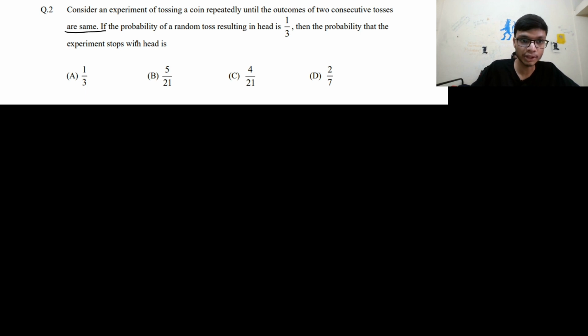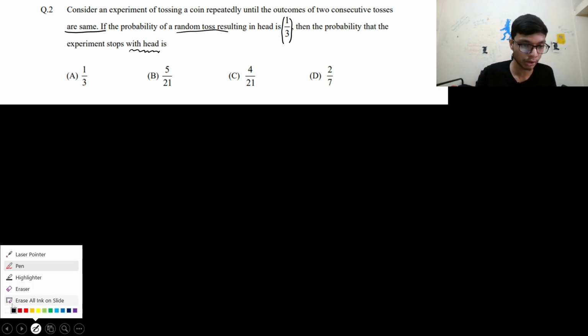It says in this problem that the probability of a random toss resulting in a head is 1 by 3. That means this coin is not a fair coin, it is a biased coin. Then we have to find the probability that the experiment will stop with head, that is, the last outcome is head. So how will we solve this question?